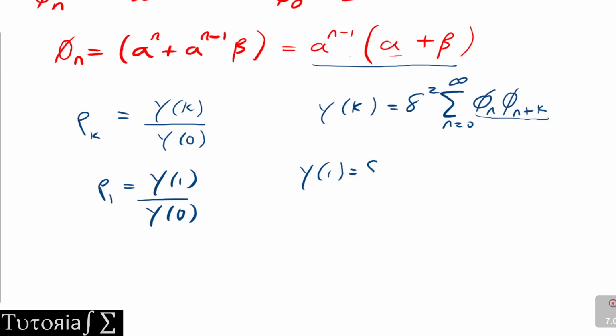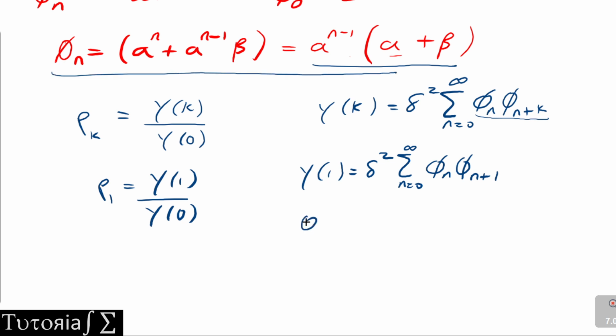will be equal to the variance, then we're summing from 0 to infinity of phi n, then phi n plus 1. So the k here is 1, so phi n plus 1. Lucky for us, we have phi n from here. So we know what phi n is equal to. So phi n is equal to a to the power n minus 1 times a plus b beta.